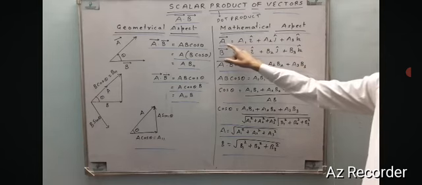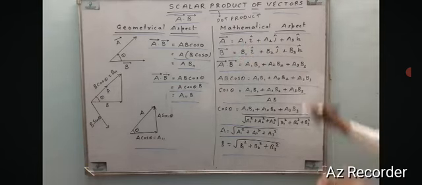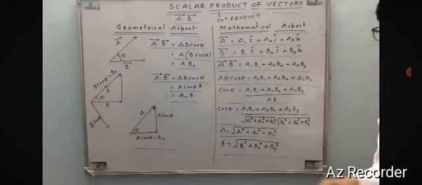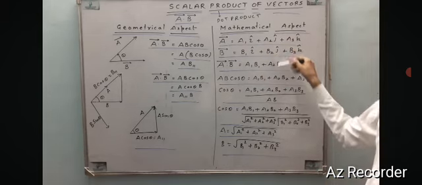Let vector A be equal to A1 i cap plus A2 j cap plus A3 k cap, and vector B be equal to B1 i cap plus B2 j cap plus B3 k cap. Then A dot B is defined as A1 B1 plus A2 B2 plus A3 B3.